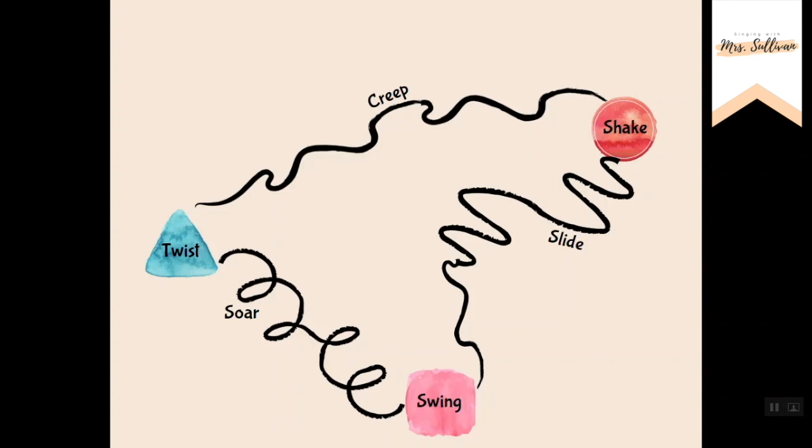For example, I would shake on my circle spot and creep in a zigzag line to my triangle spot where I would twist. I would then soar in a loop-de-loop pattern to my square object where I would swing my body, and then zigzag slide up to my shake spot. Practice different ways. Maybe you try the first time really slow, and the next time you try fast. I can't wait to see what you create.